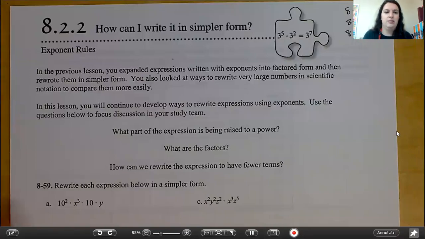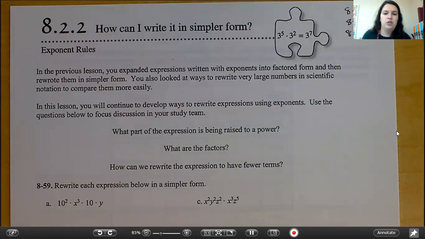How can I write it in simpler form? Exponent rules. In the previous lessons, you expanded expressions written with exponents into factored form and then rewrote them in simpler form. You also looked at ways to rewrite very large numbers in scientific notation to compare them more easily. In this lesson, you will continue to develop ways to rewrite expressions using exponents. Use the questions below to focus discussion in your study team.